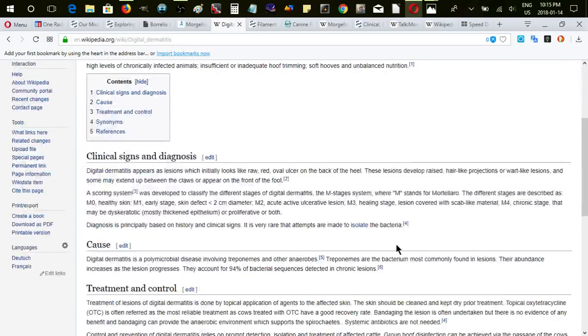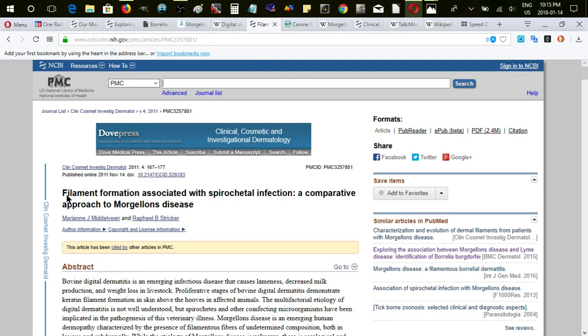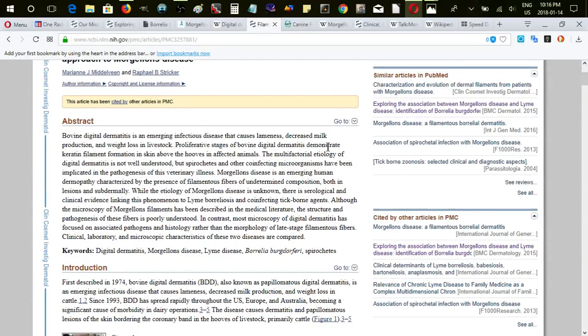Cattle have two hooves, and in the middle there's lesions which initially look like raw red ovoid ulcer on the back of the heels. These develop raised hair-like projections, and the hairs are keratin, just the same as the Morgellons hairs are keratin as well. And being a microbiologist, that was one of the first things Middlevain did, was she analyzed the fibers and discovered they were keratin. And here is her thing about digital dermatitis. It causes lameness, decreased milk production, and weight loss in livestock.